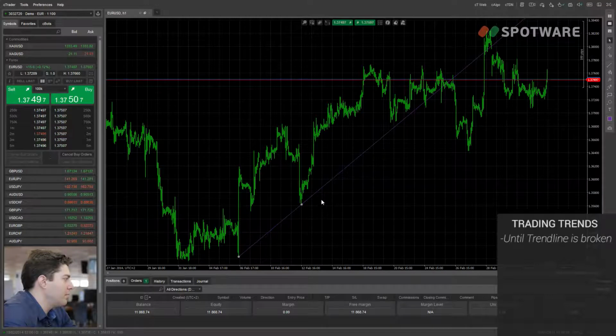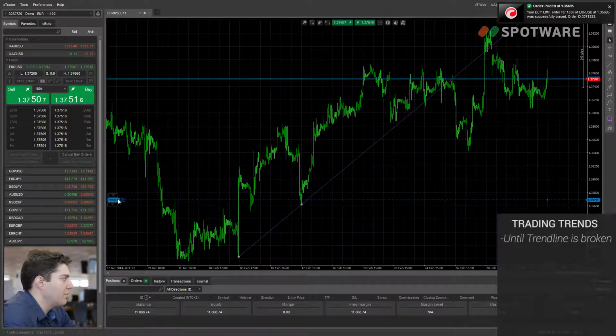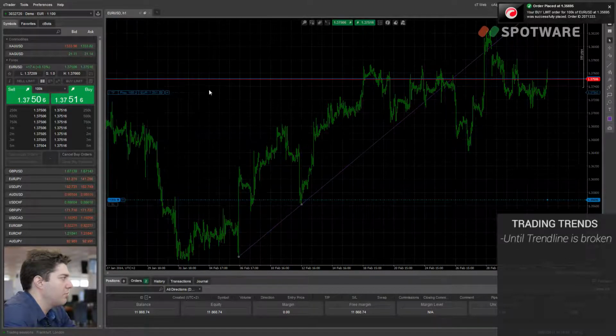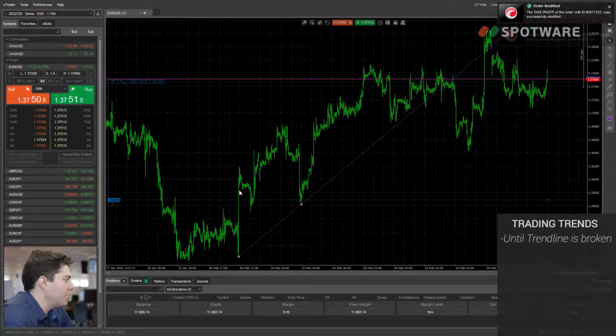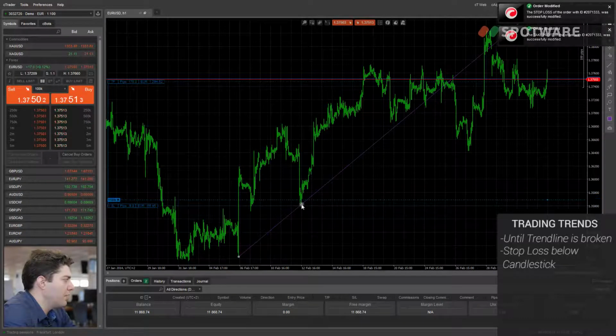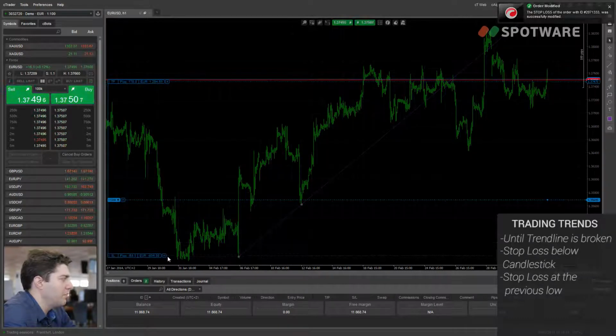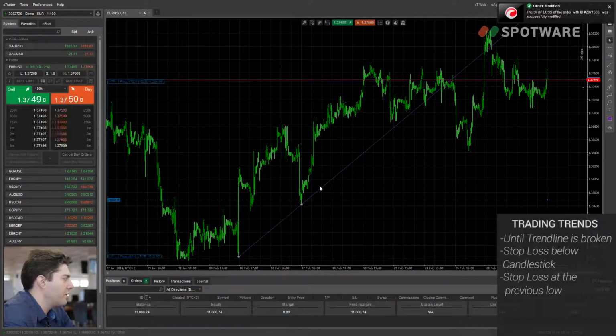So let's do again buy limit. We will not put a take profit in this case. We will wait for the trend line to break. When it's broken, we're going to exit here. Our stop loss can be either conservative, which is below the candlesticks, or in trends it can be less conservative. We can even go to the previous low of the swing, depending on the style that we're trading. And another way is to trade retracements.